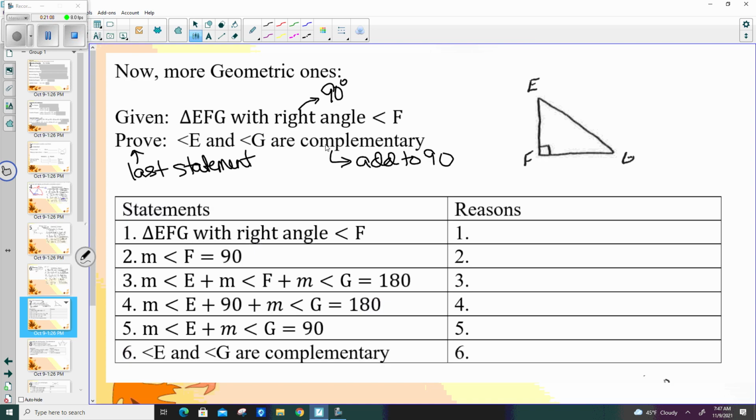So our reasons, as we go through, because now I've got all the steps there for you. I'm starting with triangle EFG with a right angle, angle F. How do I know that that's true? Where did you see it? In the given. So when you see it in the given, you just write it's given.